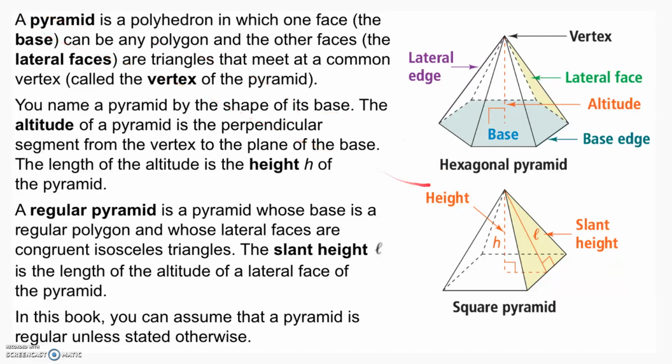So a pyramid is an object where we have one base, and that can be any polygon, and the other faces, the lateral faces, are always triangles that meet at a common vertex, called the vertex of the pyramid. Hopefully everyone can see the point at the top, that's called the vertex. The lateral edges are the sides of the lateral faces, which are these triangle pieces. And then we have the base, and the base edges around the base.